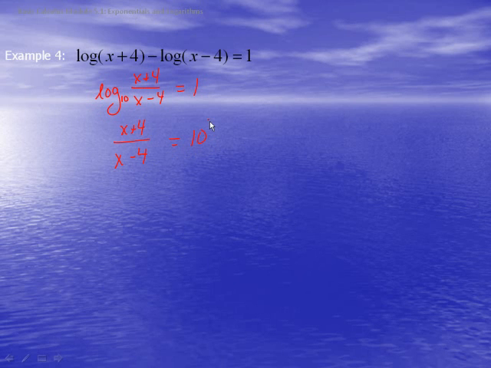I'm going to multiply both sides by x minus 4. So that should get it off the bottom. And that will give me x plus 4 is equal to 10x minus 40. I'm going to move my x's to one side, so I'm going to subtract x from both sides. So it gives me 4 is equal to 9x minus 40. And I'm going to add 40 to both sides. So 9x is equal to 44, and I'm going to divide by 9. And so x will be equal to 44 over 9. And we're done.